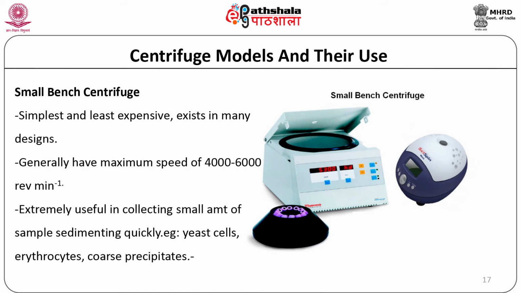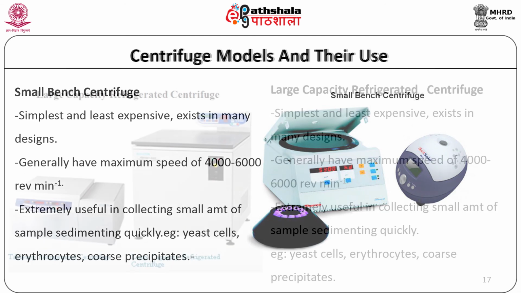Small bench centrifuge. This is simple and least expensive method and exists in many designs. These generally have maximum speed of 4000 to 6000 revolution per minute. It is extremely useful in collecting small amount of sample sedimenting quickly, for example yeast cells, erythrocytes, coarse particles, etc.